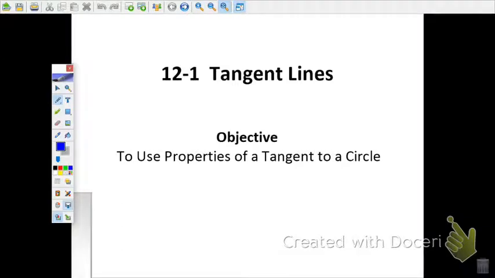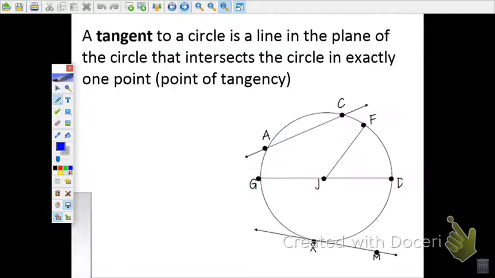Today we're going to move into chapter 12 as we continue our work with circles. Today our focus is going to be on what we call tangent lines, and we'll be able to use some properties of tangents to a circle to solve some problems.